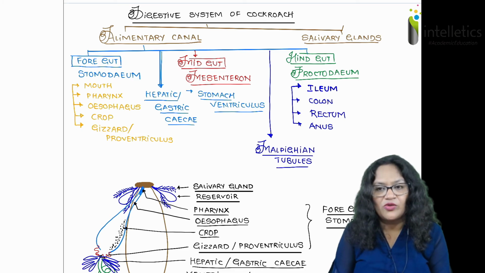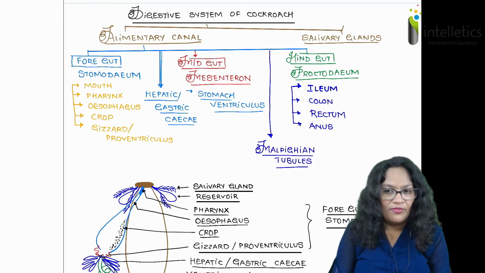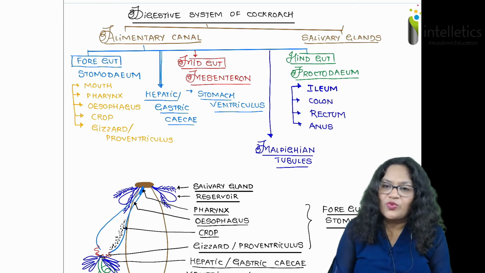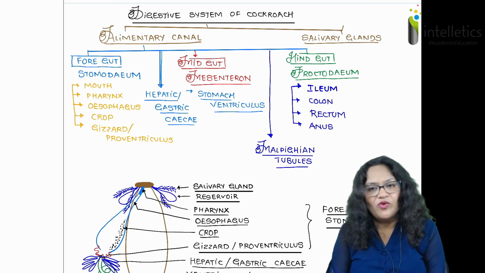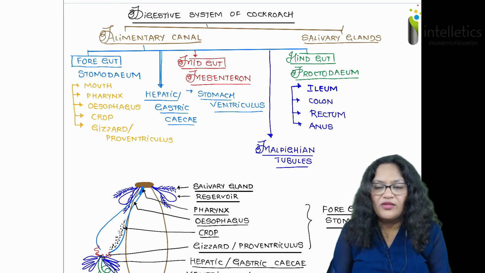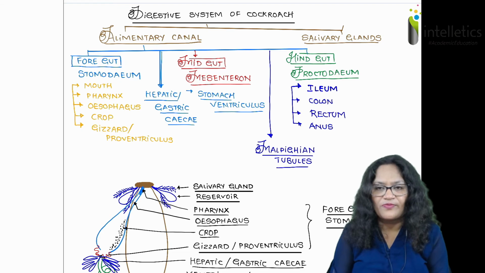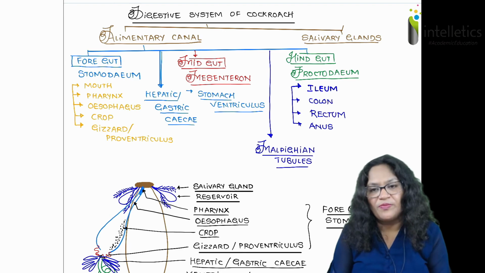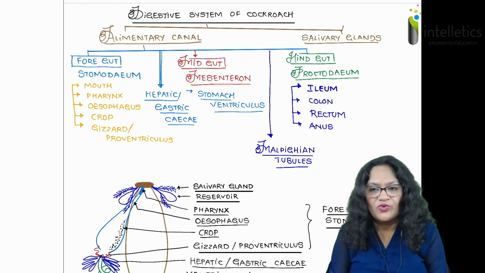have hepatic caecae, also called the gastric caecae, which are 6 to 8 in number, a point to be remembered. These are the ones which secrete the digestive juices that help in the process of digestion. This is followed by the stomach, that is the ventriculus, which is a major organ involved in digestion as well as absorption. Of course, digestion comes first and this is followed by absorption. At the junction of the midgut and the hindgut are the Malpighian tubules, which will be involved in throwing out the excretory substances produced in different parts of the body into the hindgut.